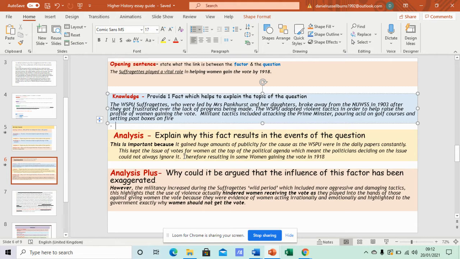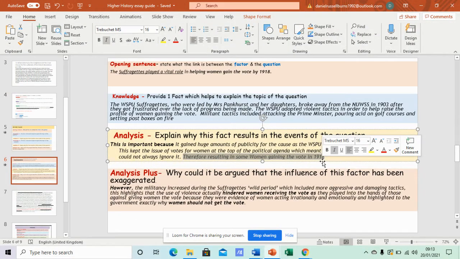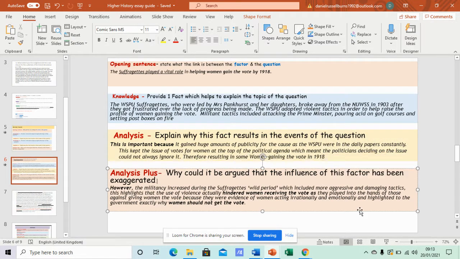So you're explaining why the knowledge point that you've just put down was important for women getting the vote in 1918. The final part is you're always relating it back to the question: therefore resulting, and then use the words of the question, in some women getting the vote in 1918. Now, so what we're doing here is Analysis Plus.